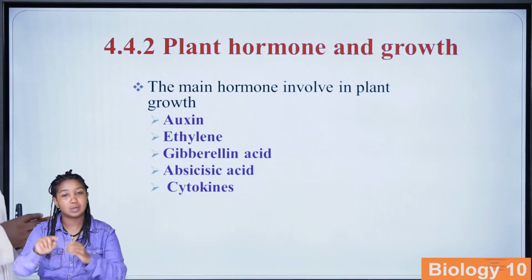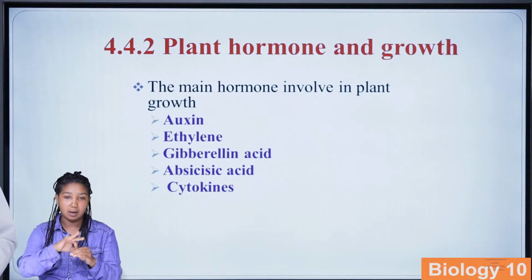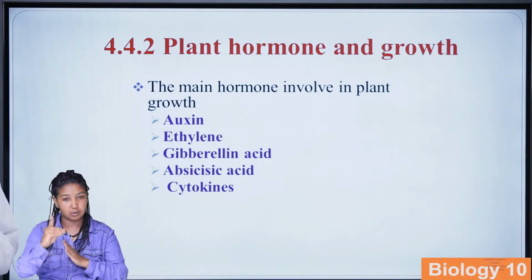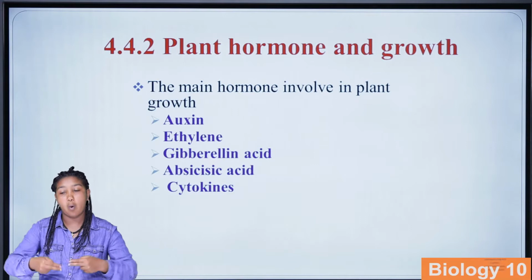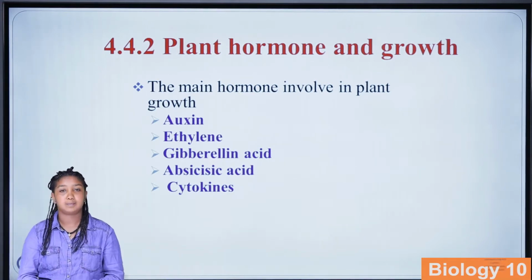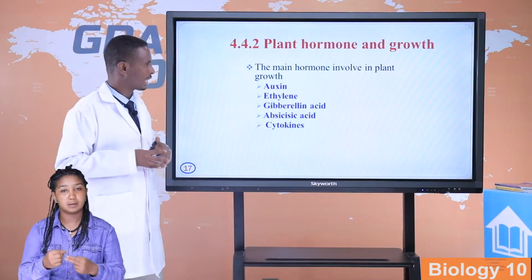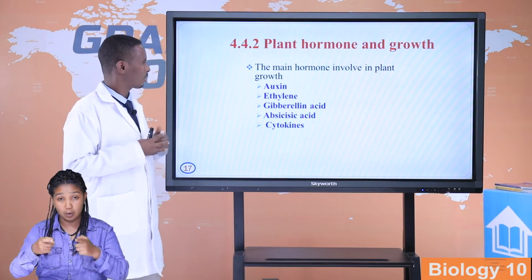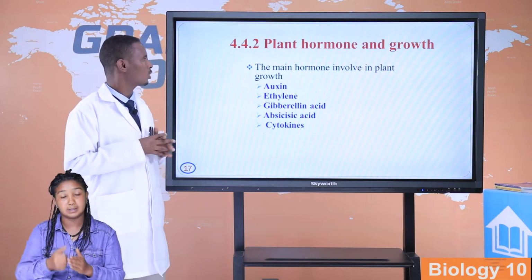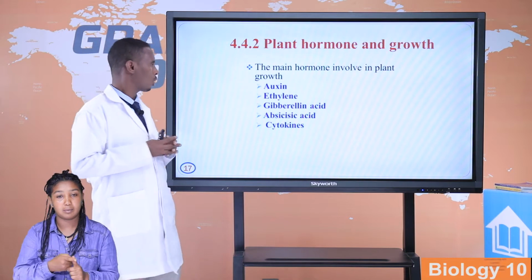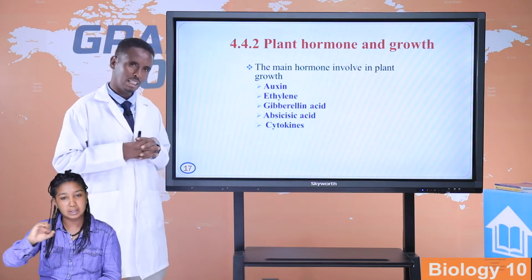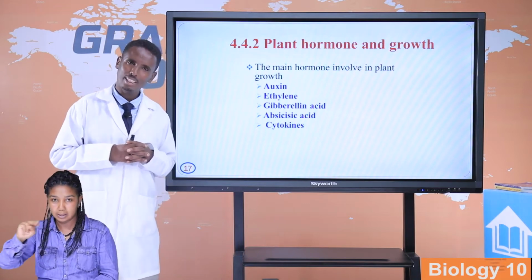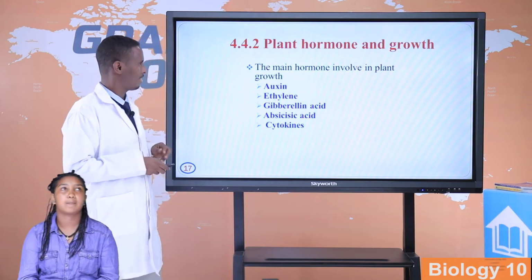So let's start plant hormones and growth. Just like human beings, plants give responses through hormones. They have a role in controlling growth. The main phytohormones, or plant hormones, are auxin, ethylene, gibberellin, abscisic acid, and cytokinin. Let's see each one in detail.